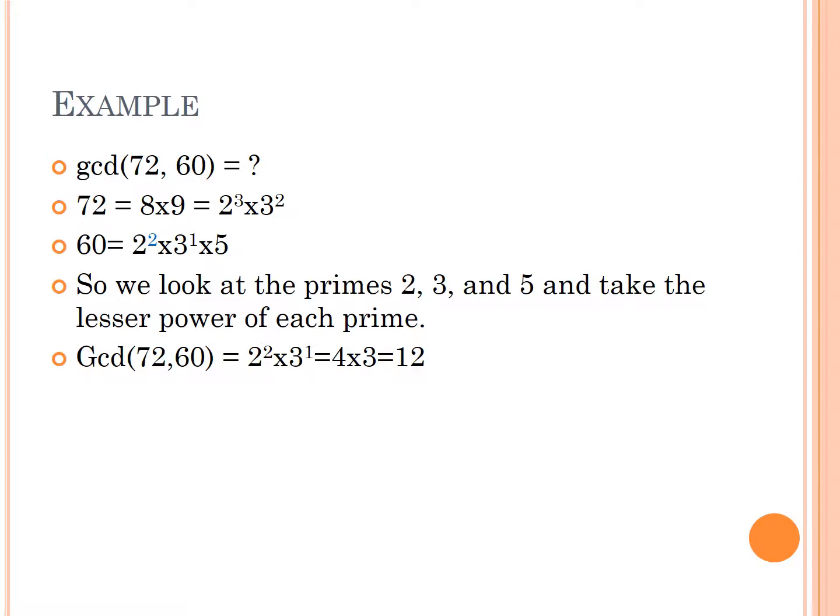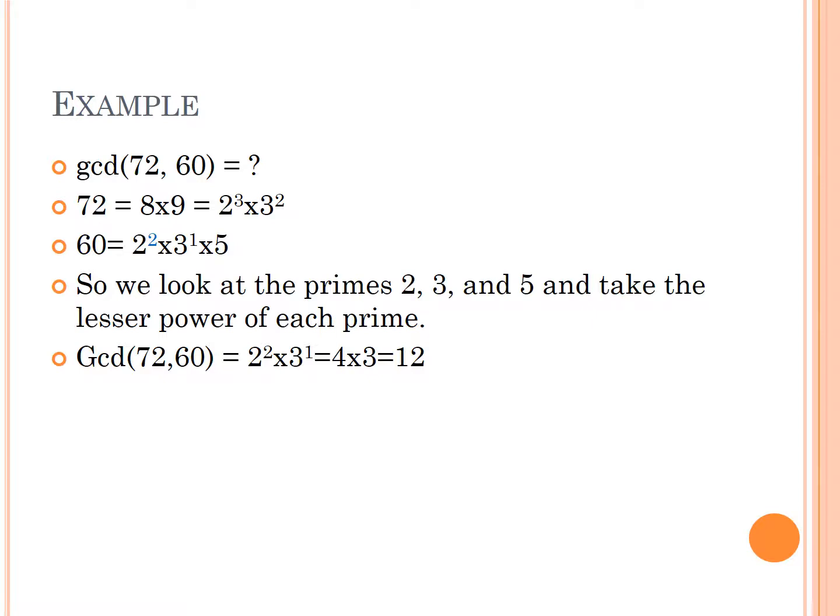Let's see an example. I want to find the GCD of 72 and 60. So I factor 72. I know that's 8 times 9. 8 is 2 cubed, and 9 is 3 squared. So 72 as a product of primes is 2 cubed times 3 squared. 60, I'm going to factor that. It's 6 times 10. That's 2 times 3 times 2 times 5. That's 2 squared times 3 to the first times 5 to the first.